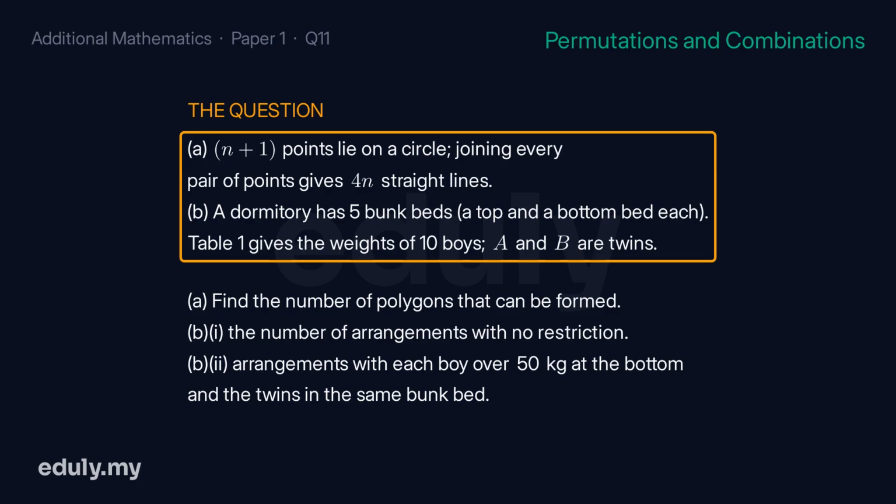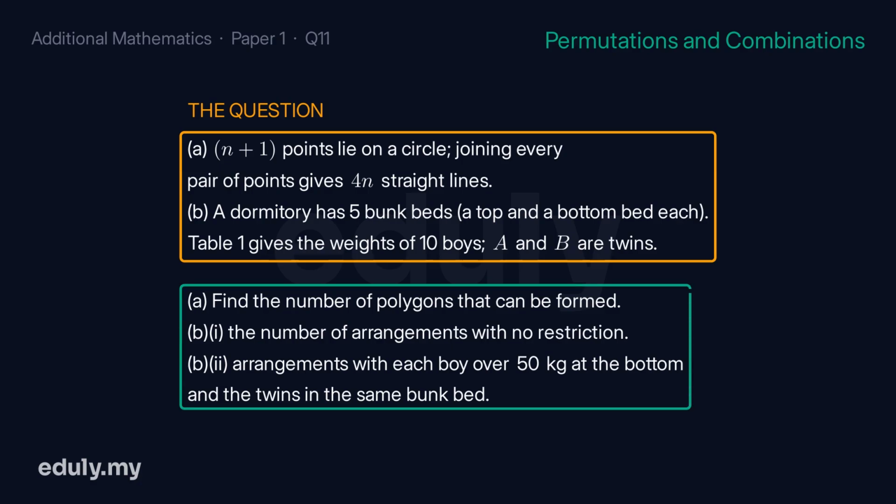Here is what we are given: the points and lines for Part A and the dormitory setup with the twins for Part B. And here is what we must find: the number of polygons, then the arrangements with no restriction, and finally the arrangements with the weight and twin conditions.